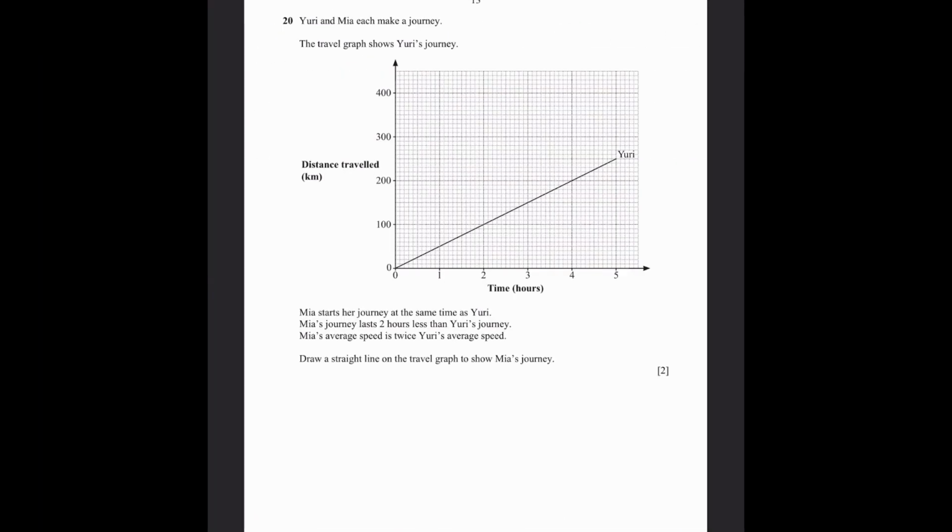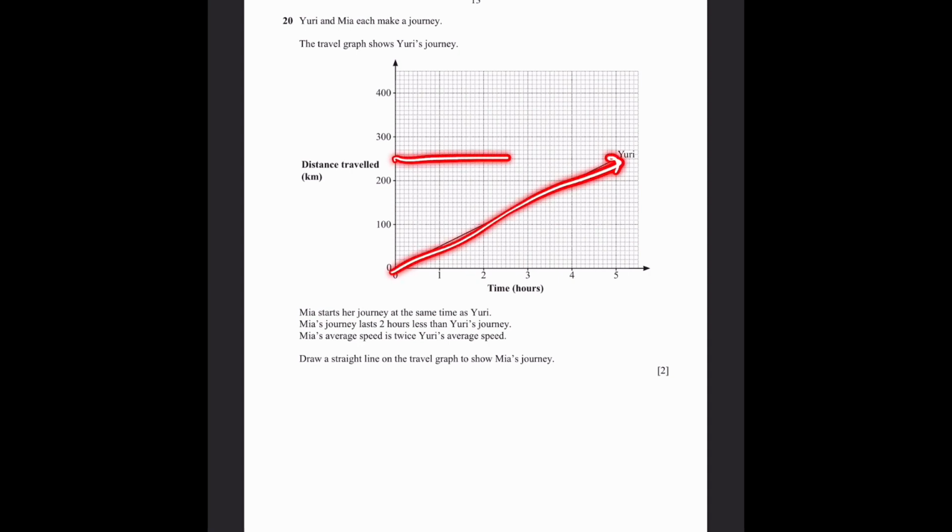Question 20. Yuri and Mia each make a journey. The travel graph shows Yuri's journey. Mia starts her journey at the same time as Yuri. From there, Mia's journey lasts 2 hours less than Yuri's journey. Mia's average speed is twice Yuri's average speed. Draw a straight line on the travel graph to show Mia's journey.